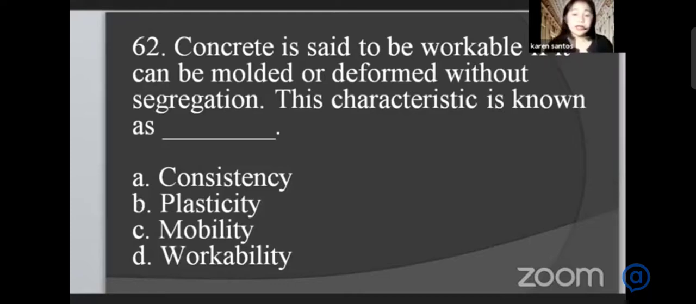Again, concrete is said to be workable if it can be molded or deformed without segregation. This characteristic is known as A. Consistency, B. Plasticity, C. Mobility, or D. Workability.